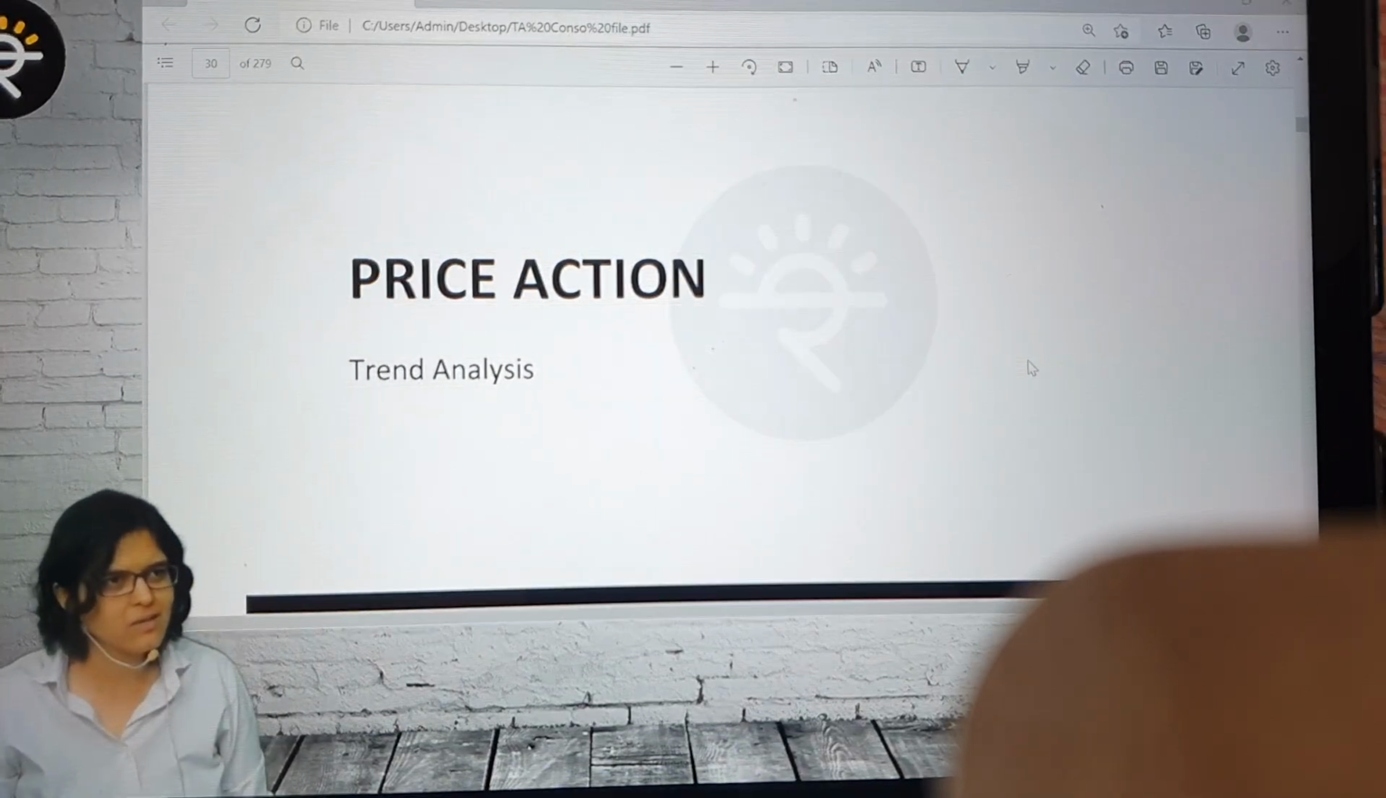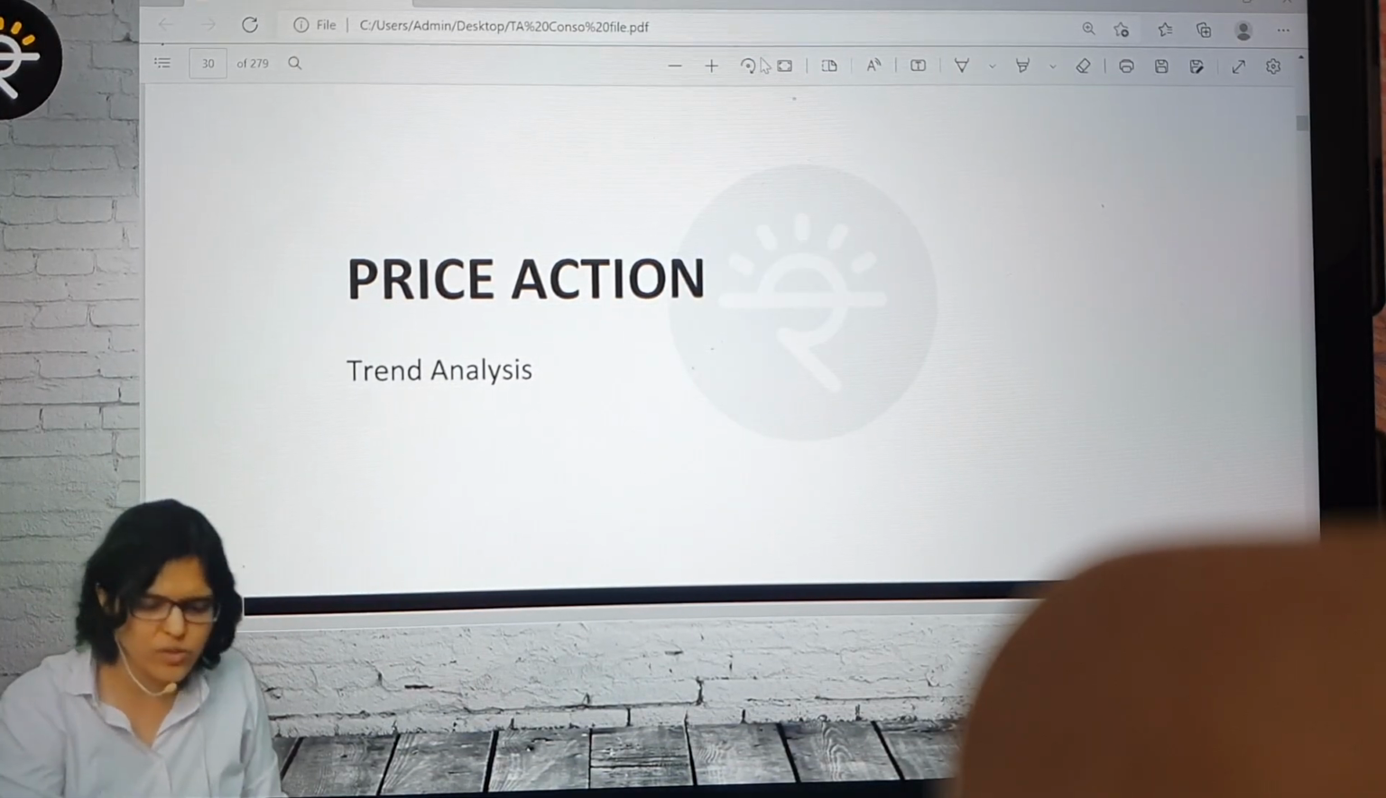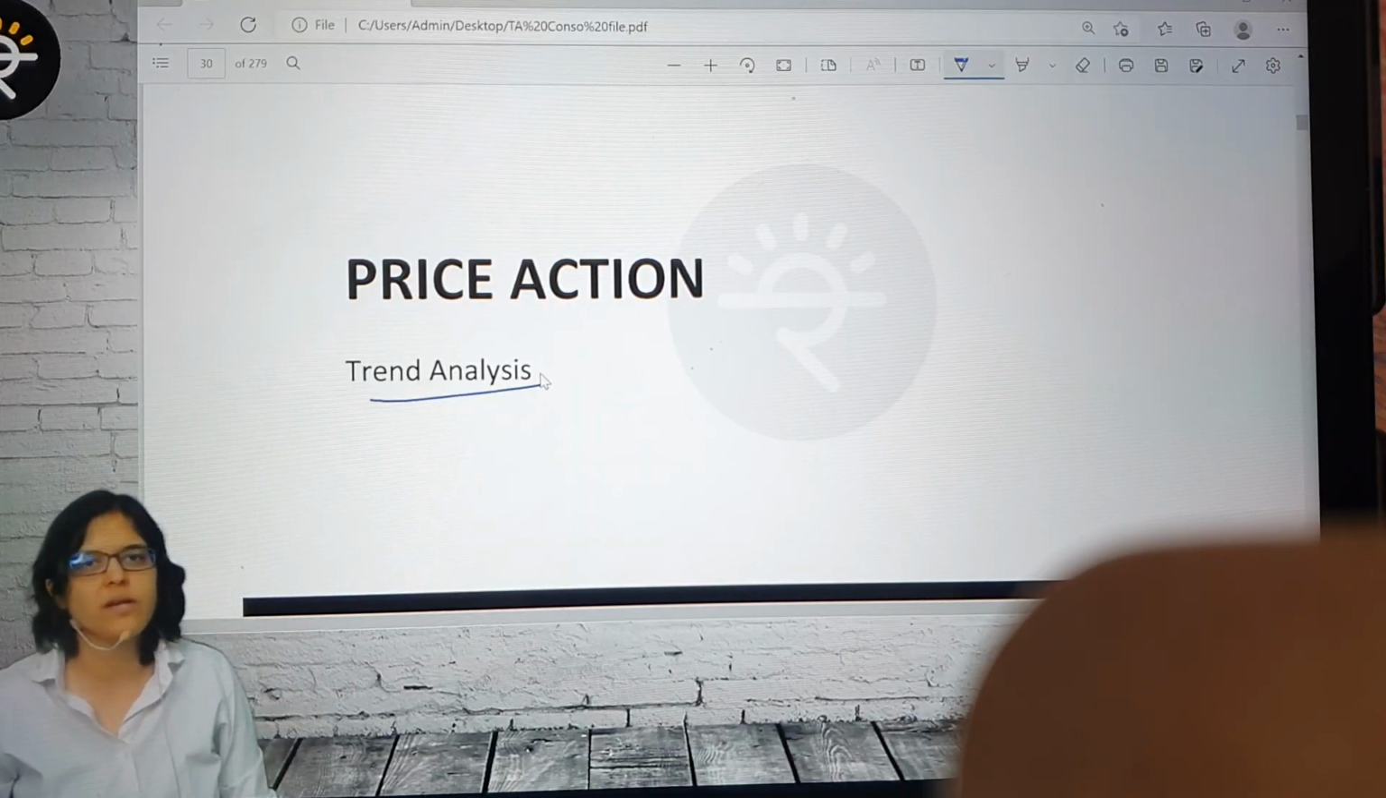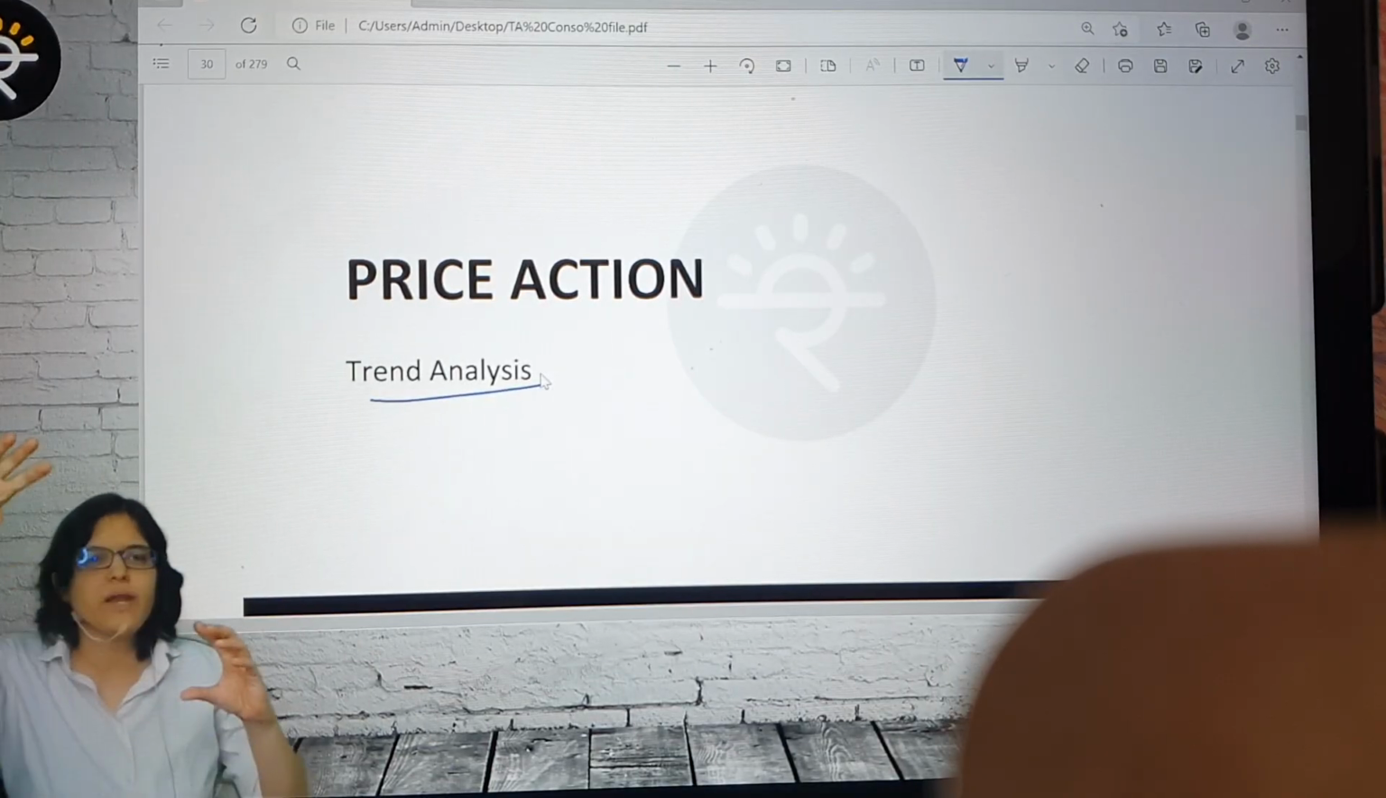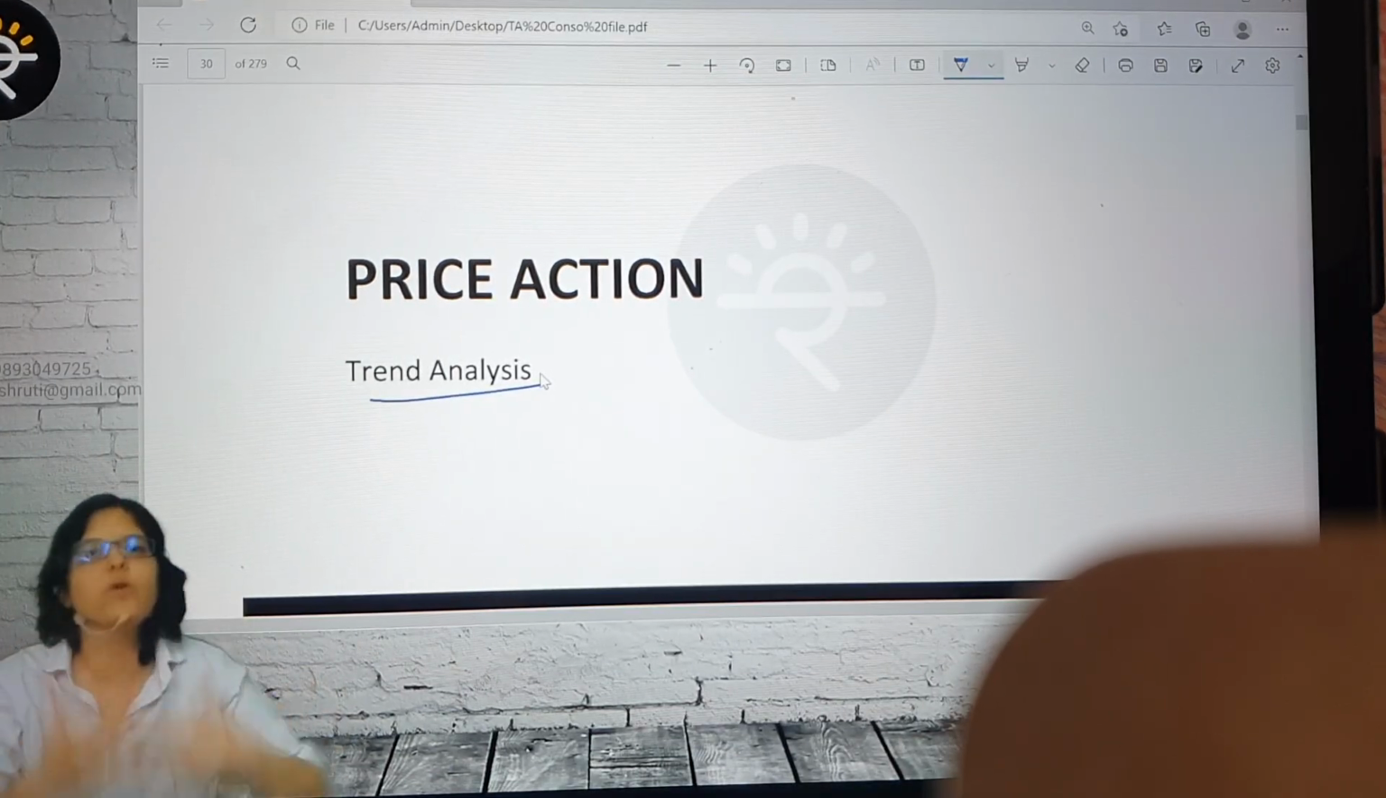Take a break. Post break, we start with price action, with something we have already discussed, but with more and more examples of trend analysis. Which trends did we discuss right now, by the way? Uptrend, sideways trend, and downtrend. We have already discussed this, but with more and more examples, we'll start after the break.